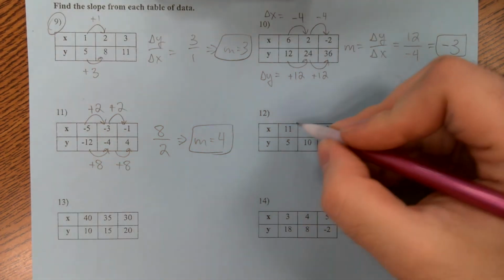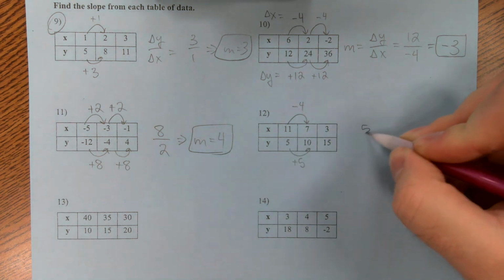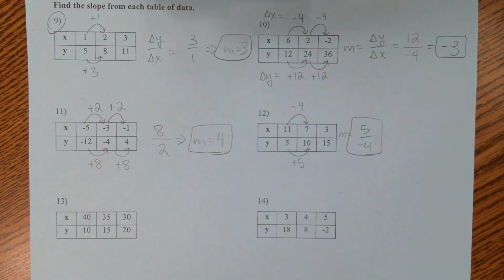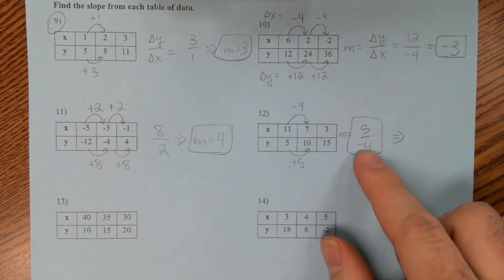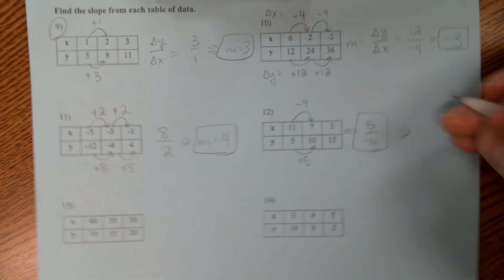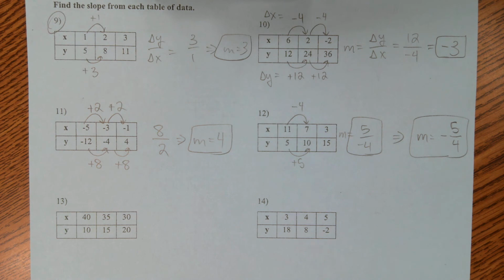All right? From 11 to 7, that's minus 4. From 5 to 10, that's plus 5. 5 over negative 4 is our m. Can't simplify that anymore. And actually, whenever we have a negative sign in our denominator, technically you don't have to do this. I would just prefer that you do this. Write out the negative sign either in front of the whole fraction or up on the numerator. You don't want to leave a negative sign in the denominator. That just looks kind of strange. So m equals negative 5 over 4.